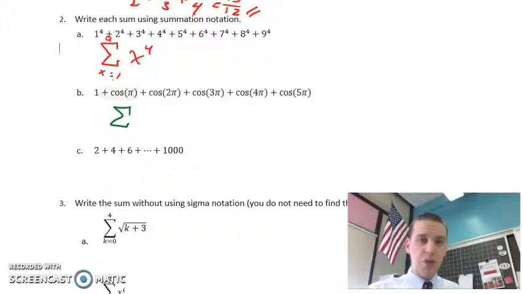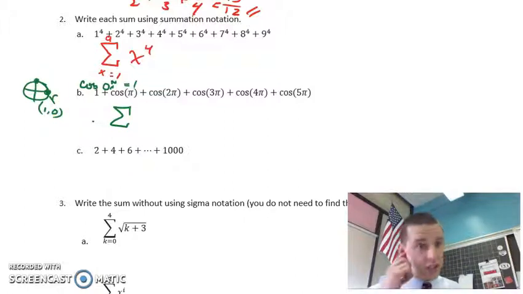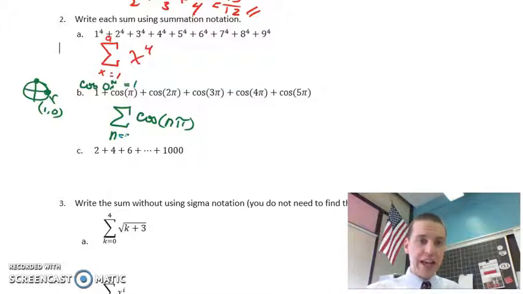If we look at this one, we notice that cosine of 0 pi equals 1. Cosine of 0 is 1. If you don't remember, cosine of 0 is the point 1 comma 0, so cosine of 0 is 1. That's why that's there. So what doesn't change is that there's cosine of pi. And the numbers change, so we're going to put an n there. n starting at 0, that's this one, and ending at 5.